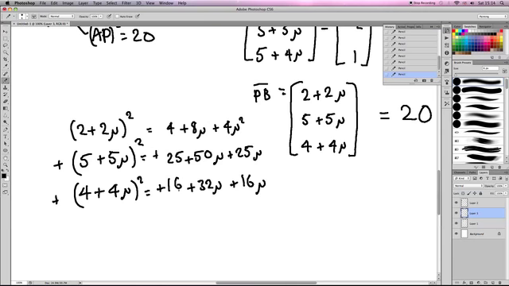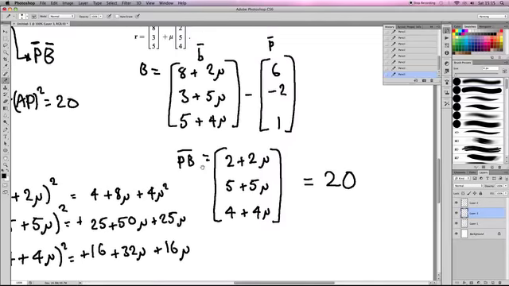Alright, I'm going to do all the constants first. So 4 plus 16 gives me 20. So 20 plus 25 equals 45. We'll do all the mu's then. So I've got 8 plus 32, that gives me 40. So I've got 90 mu there when I do 40 plus 50. Likewise, I'll do this again. It's going to be symmetrical because I've got 4, 25, 16, 4, 25, 16. That should be 45 mu. And that is equal to 20.